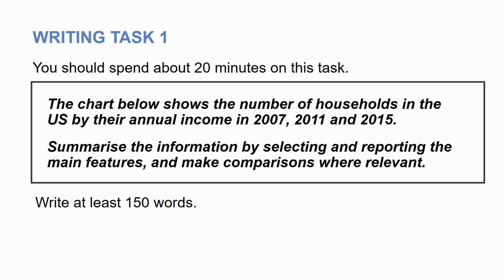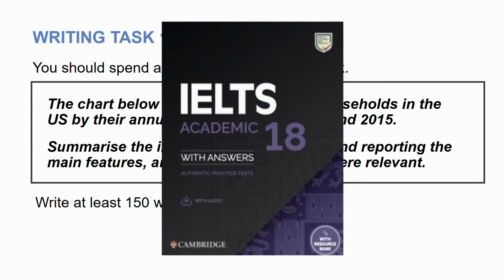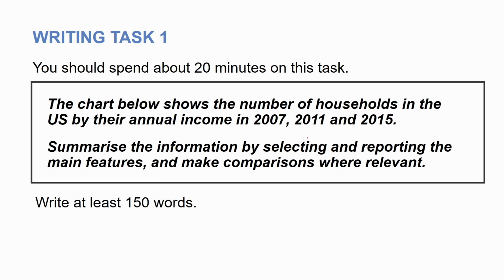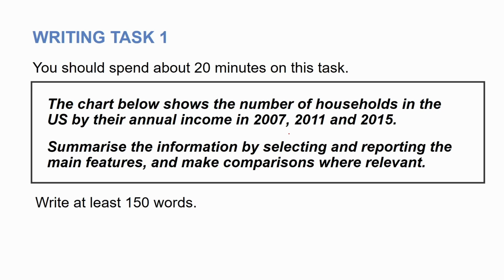In this video, I will present a bar chart from IELTS Academic 18 and walk you through these steps to write a good answer for it. Alright, we should spend some time on this statement to understand it. So the chart below shows the number of households in the US by their annual income in 2011, and 2015. So this chart is about the number of households in America and compares their annual income in different years.